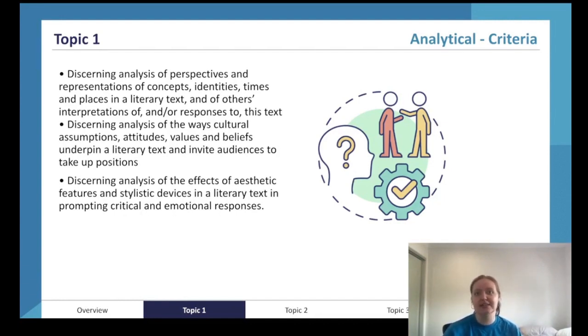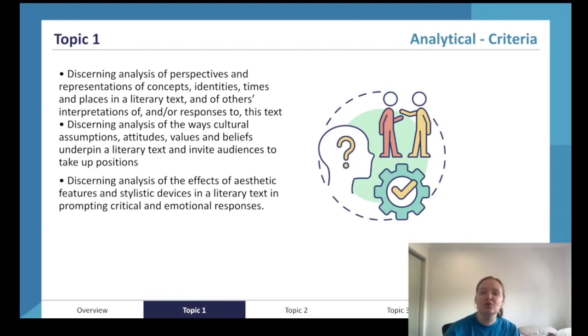Intentional writing is the thing that sets apart junior high school writing from senior high school writing. The marker wants to understand and see that you have thought very specifically about all of the choices you make as an author. So our first set of criteria: discerning analysis of perspectives and representations of concepts, identities, times and places in a literary text, and of others' interpretations of and or responses to this text.